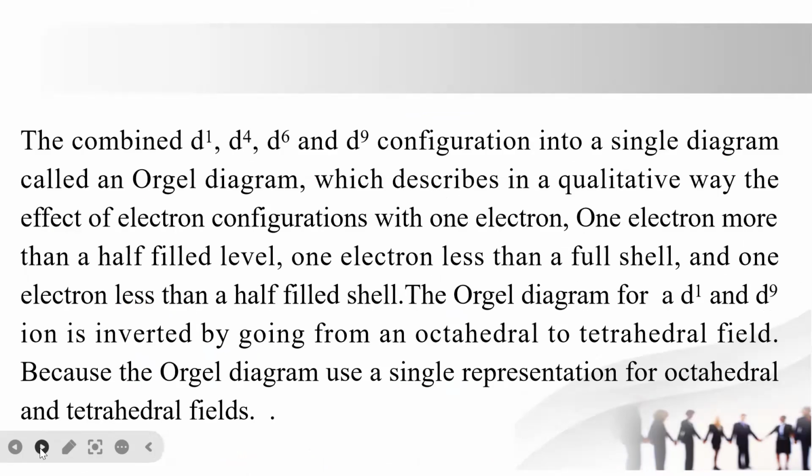The combined D1, D4, D6 and D9 configuration in a single diagram is called the Orgel diagram, which describes in a qualitative way the effect of electronic configuration with one electron more than half filled level, one electron less than full shell, and one electron less than the half filled shell. The Orgel diagram for D1 and D9 ions is inverted by going from an octahedral to tetrahedral field because the Orgel diagram uses a single representation for octahedral and tetrahedral field.